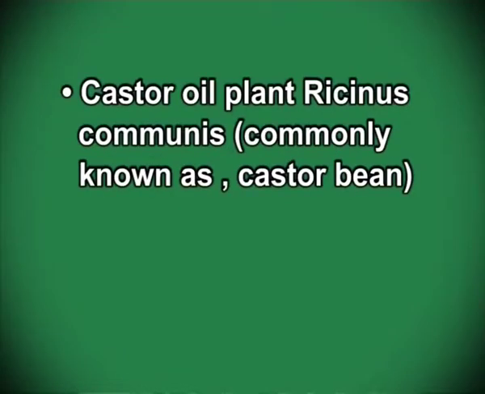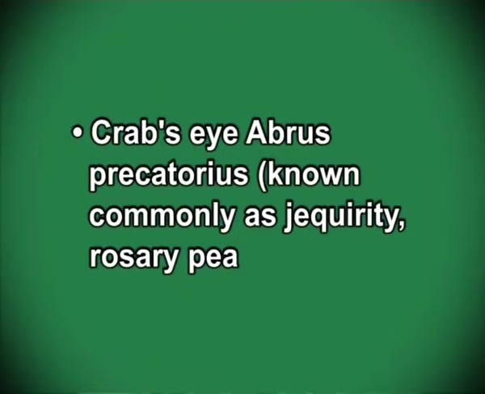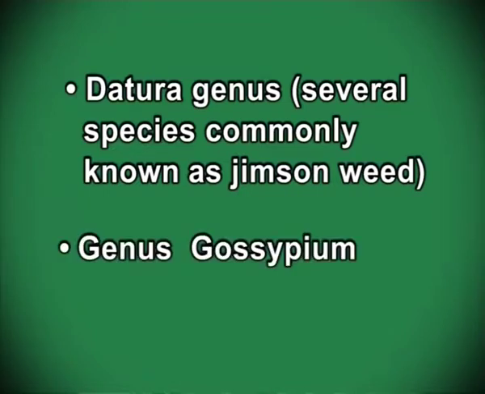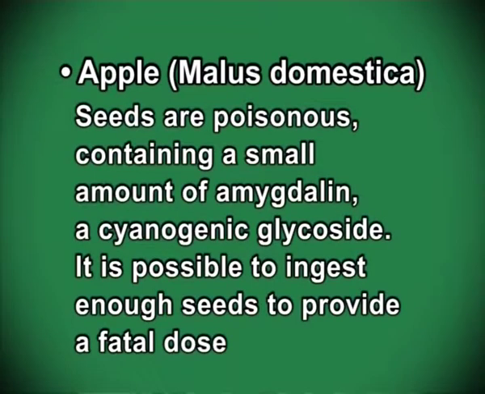Notable examples include the castor oil plant Ricinus communis, commonly known as castor bean; nutmeg, which is Myristica fragrans; crab's eye, Abrus precatorius, known commonly as jequirity or rosary pea; the datura genus, several species commonly known as Jimson weed; genus Gossypium; and apple, Malus domestica. The seeds are poisonous, containing a small amount of amygdalin, a cyanogenic glycoside. It is possible to ingest enough seeds to provide a fatal dose.